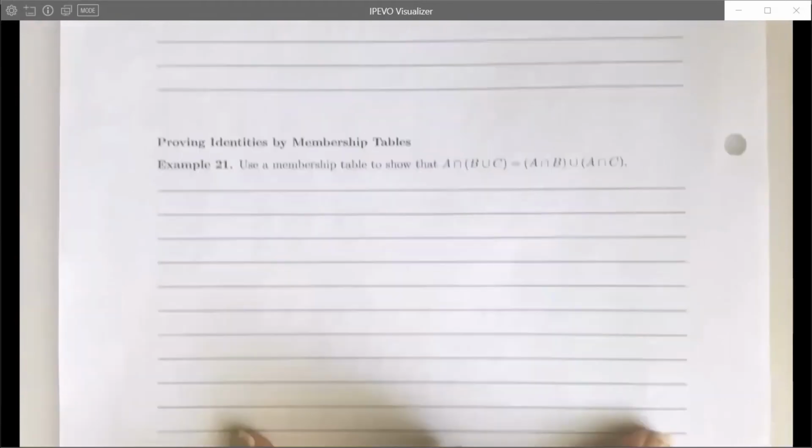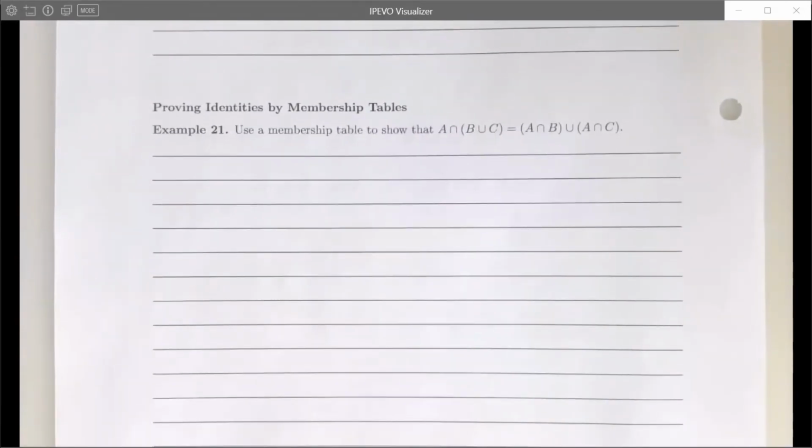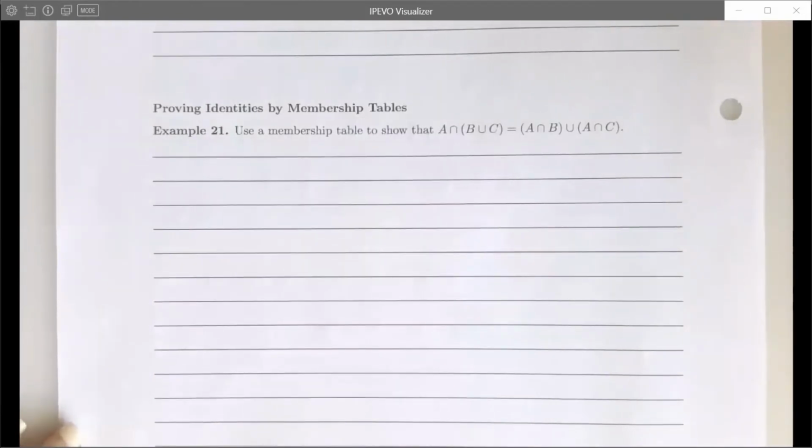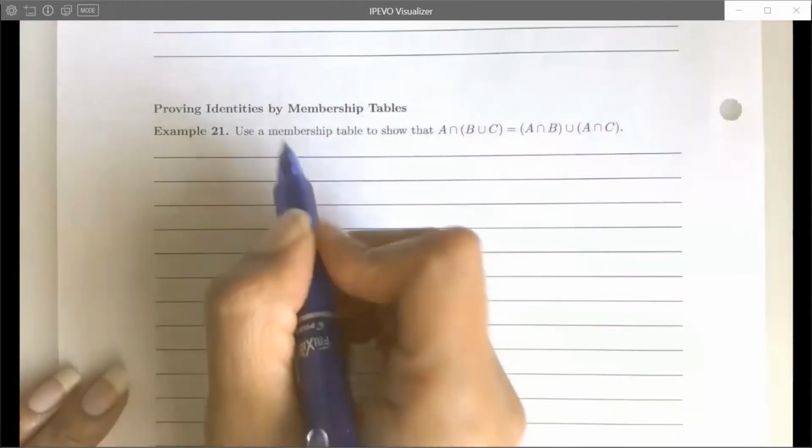And here's another method to show that two sets are equal. That is to do it by means of a membership table. A membership table is very similar to a truth table, except that we use a 0 to represent that the element is not part of the set, and a 1 to represent that it will be part of the set. So this is what I mean by that.